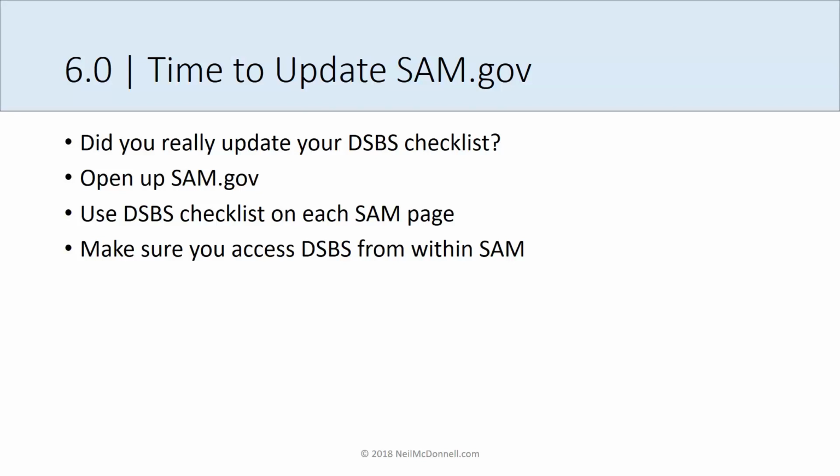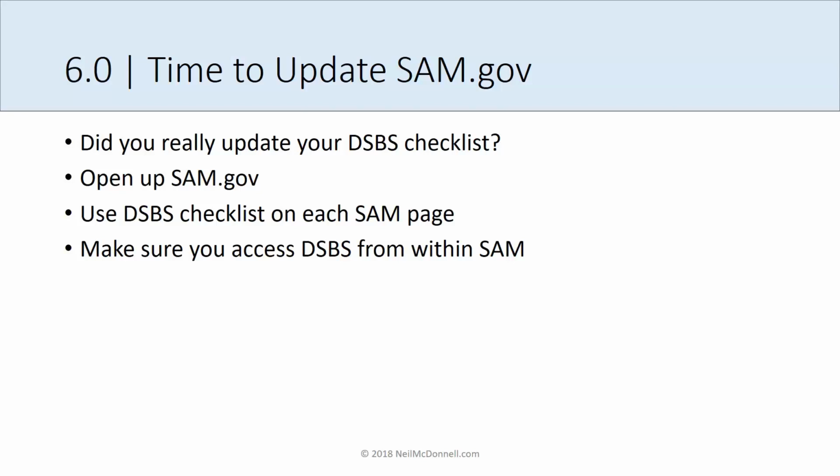If there's anything that needs to be changed with Dun & Bradstreet, make sure you do that before you get started. But then as you start coming through, update that website, the contact information, the keywords, the NAICS, the capabilities narrative, all that stuff we did in the DSBS checklist. Do that as you go through each page. It really will not take long at all.